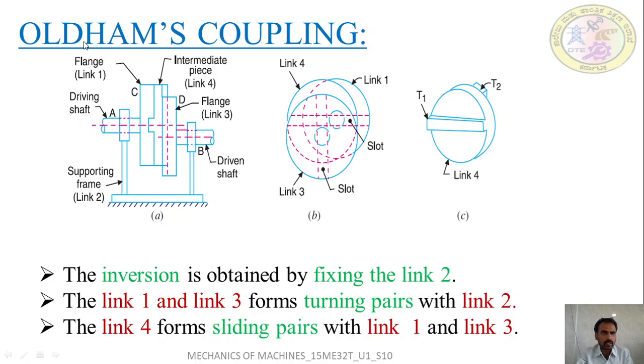So I repeat, the Oldham's coupling inversion is obtained by fixing the link 2, that is the supporting frame, and here there will be two turning pairs and two sliding pairs. So which are those? Here the link 2, that is the supporting frame, forms the two turning pairs with link 1 and link 3, and then link 4, that is the intermediate piece, forms the two sliding pairs with link 1, that is flange 1, and then link 3, which is another flange.